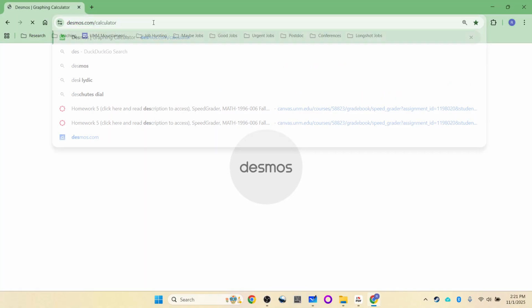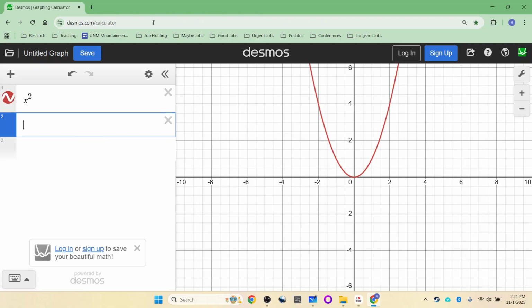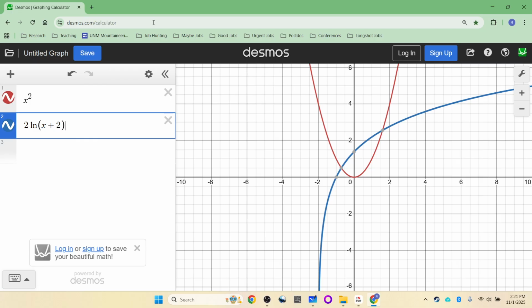Let's just go to Desmos. We have x squared, and we have 2 ln of x plus 2. As we see, there are a couple solutions. There is this one and this one. So x is negative 0.712-ish, and x is 1.601-ish.